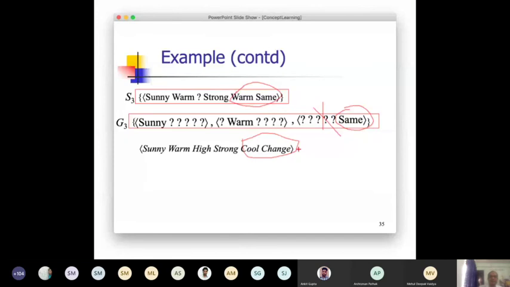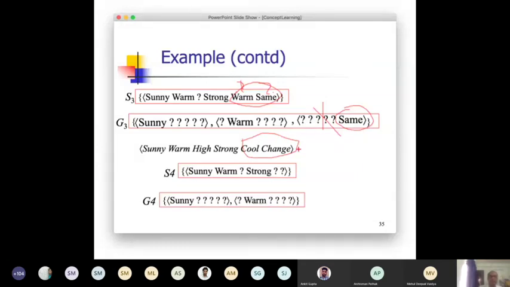So which means this needs to be also excluded. Right? You need to generalize it to question marks, like this is one question mark, and you need to change them to this, and this needs to be deleted. So you have this, like S4 is this, and you see that your G4 will be this one. So any question? This is how every training example will modify both these two boundaries. So though you have a positive example, it also has an effect on the general boundary. Any question?